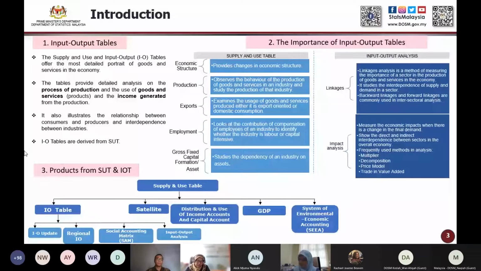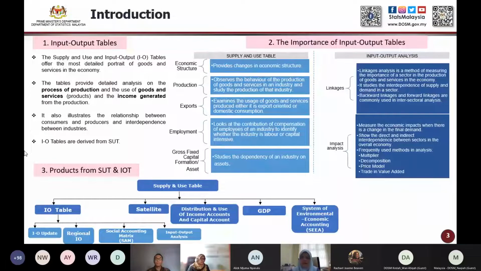As we know, the supply and use and input-output tables offer the most detailed portrait of the goods and services in the economy. The tables provide a detailed analysis of the process of production and the use of goods and services and the income generated from the production. The IO table also illustrates the relationship between consumer and producer and the interdependence between industries. So IO tables are derived from SUT.